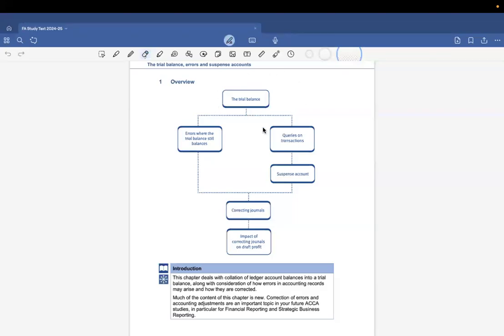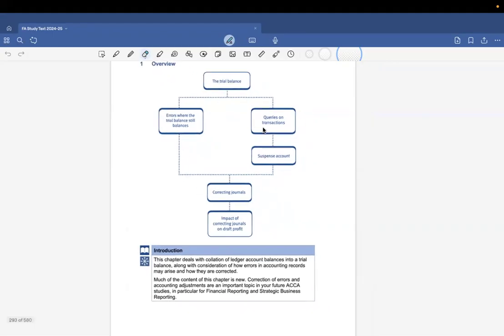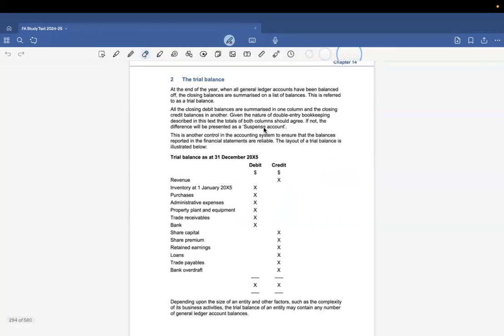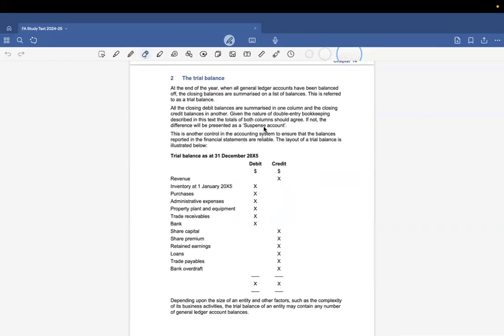Okay, so our next chapter, that is the 14th chapter, is trial balance, where we pick out the errors and correct them. Clear? Okay. So trial balance is simple. We have studied it earlier.